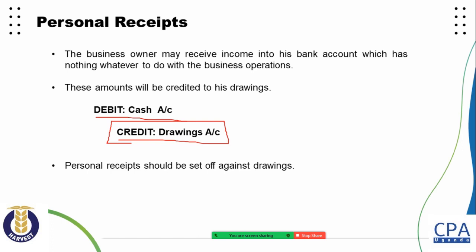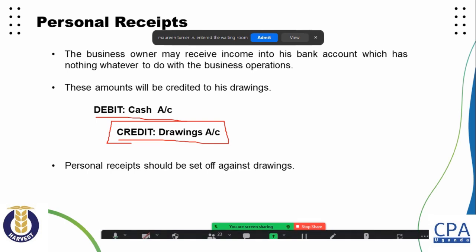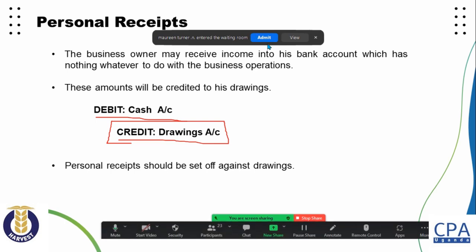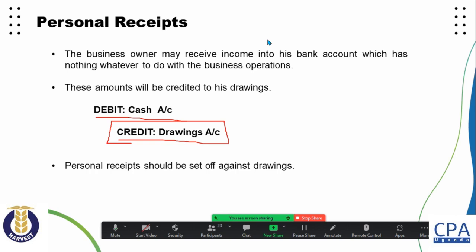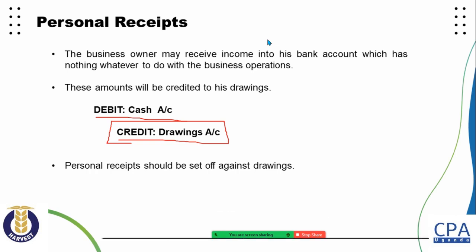Now this may happen where the business owner maintains a personal account, and that personal account represents the business account. They may not open a business account per se, but use the personal account, which is okay as long as you can maintain and record the transactions separately, those of the business separately from those of the owner.